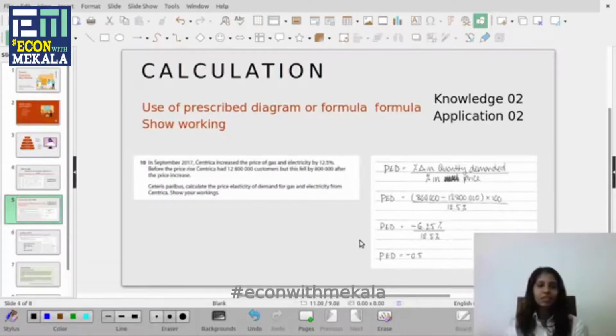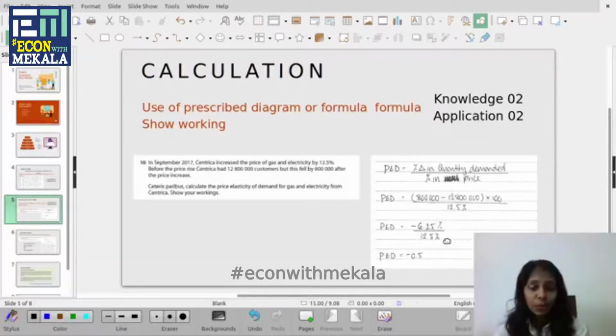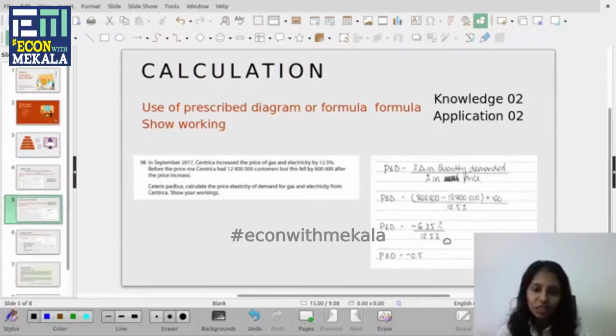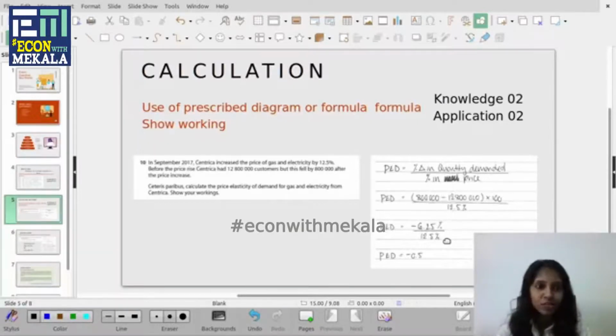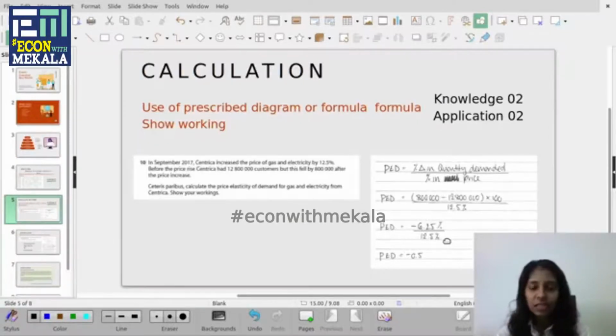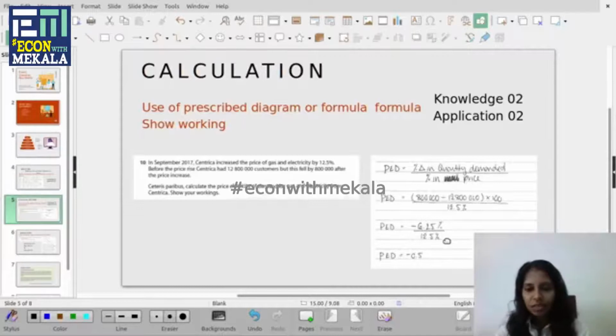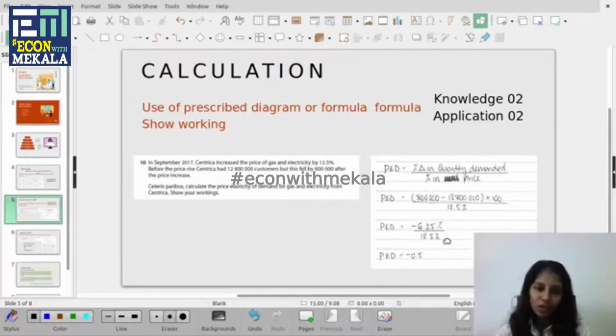Next, calculation. Now we all know subjects like business studies or economics mostly have calculations, because nearly 30% of the syllabus is assessing your quantitative skills, your numeric skills. So some are related to accounting lessons, some are related to business concepts, and some are related to economic concepts.